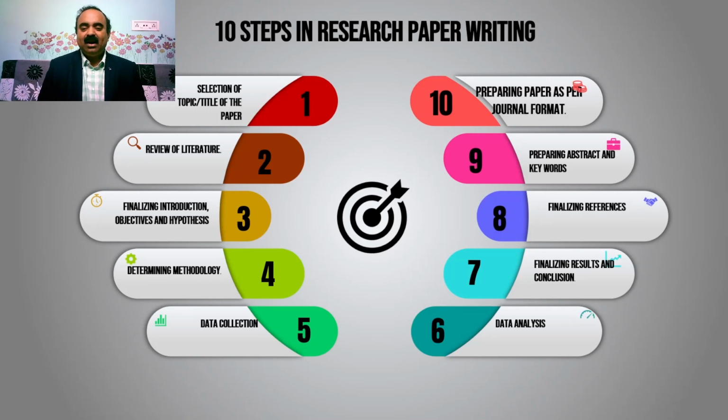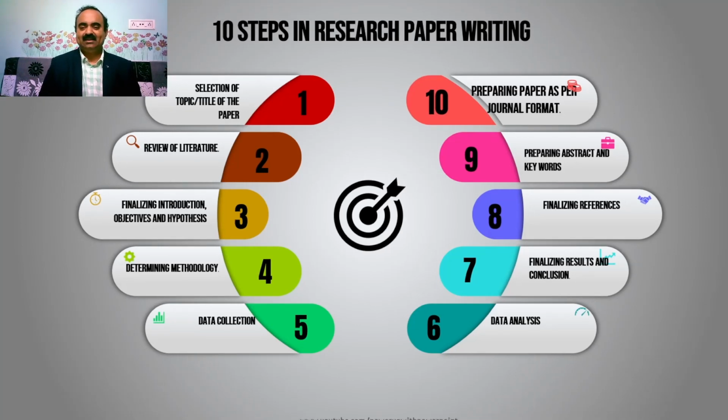In the eighth step, you have to finalize references. References will help you to acknowledge the researchers whose works you have used for writing your research paper. There are different styles of writing references. There is APA style, MLA style, Harvard system, and MHRA. You can search in Google for understanding different styles. You can adopt one style. In one style, you can write your references.